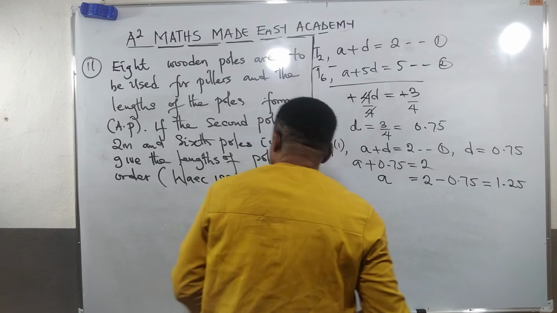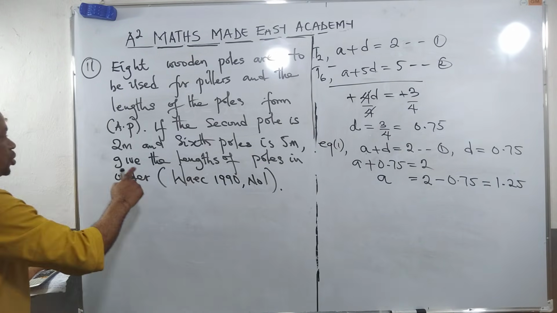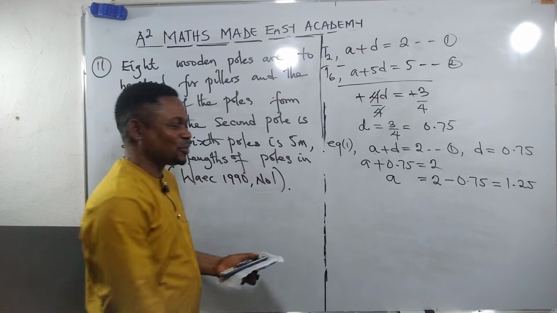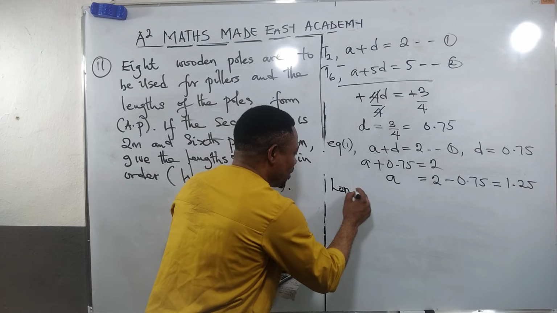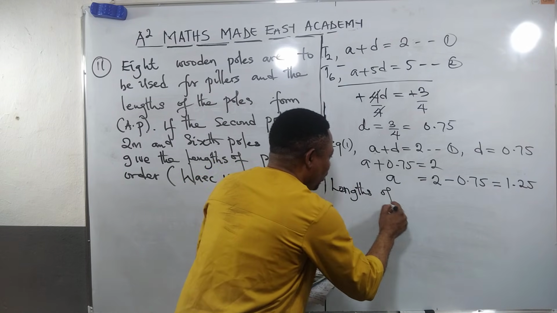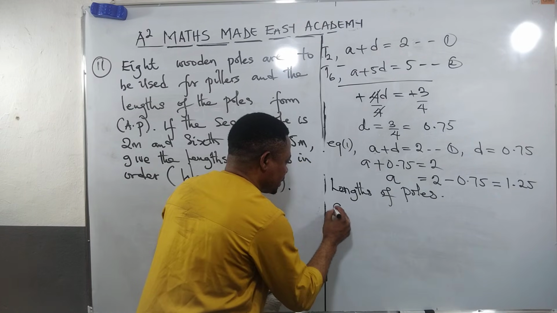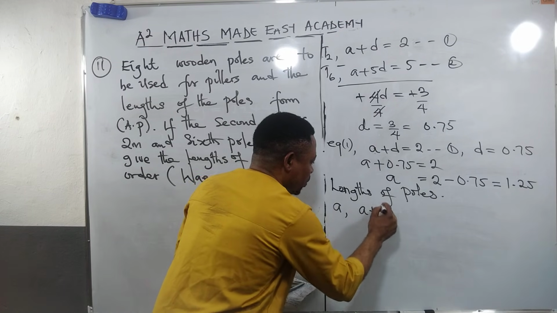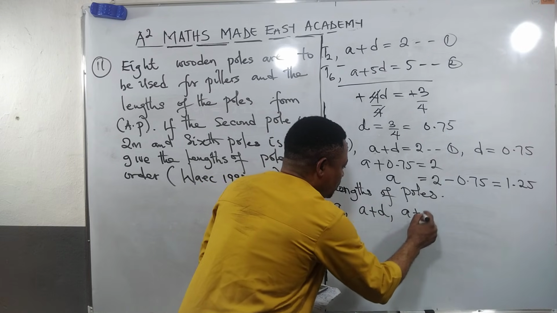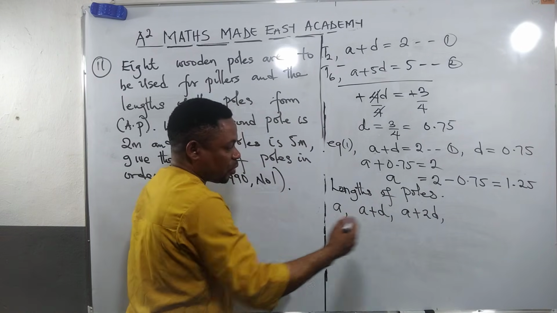1.25. Now, what is the question talking about? That we should give the length of the poles. Well, let's get the length, that is all. The length of the poles. The first length is A. The second one is A plus D. The third one is A plus 2D, just like an arithmetic sequence.